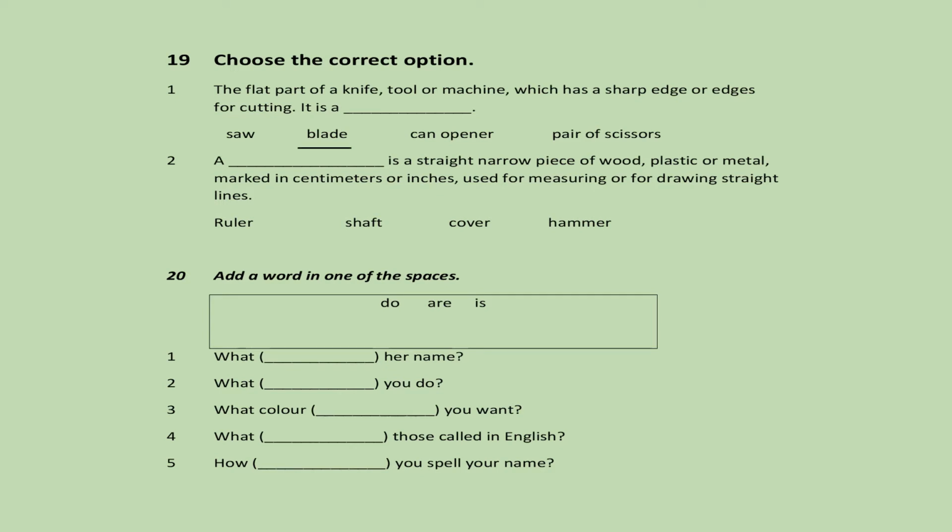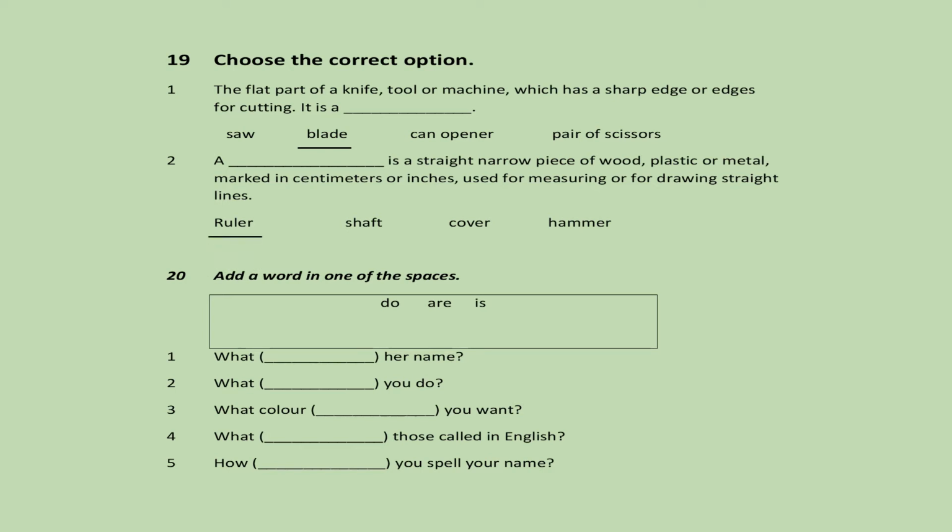Number 2, a space is a straight, narrow piece of wood, plastic, or metal marked in centimeters or inches, used for measuring or for drawing straight lines. We have 4 options: ruler, shaft, cover, or hammer, and the correct answer is ruler.